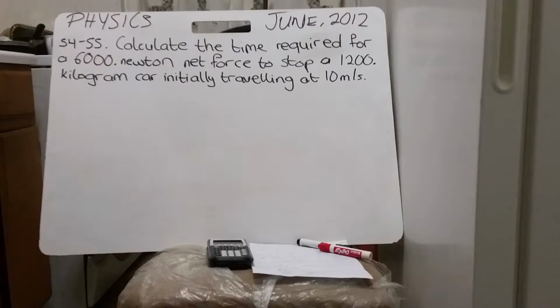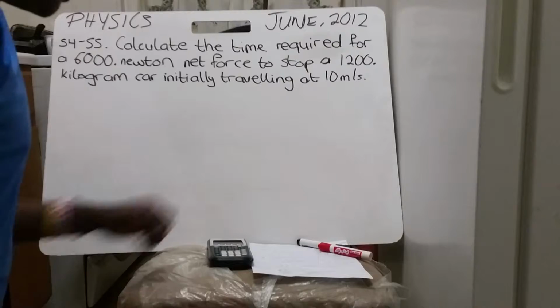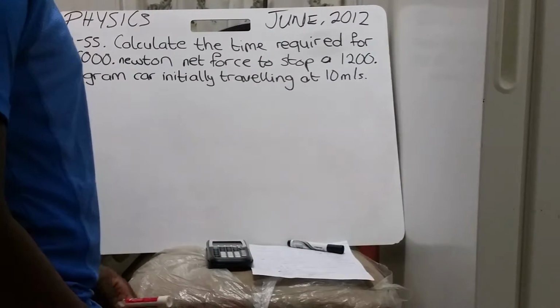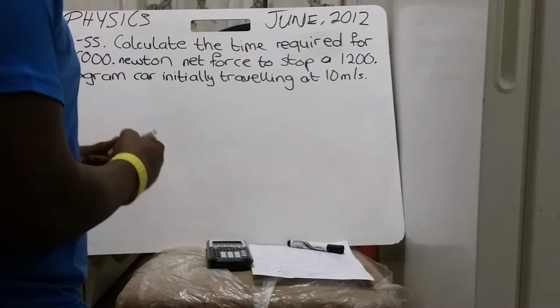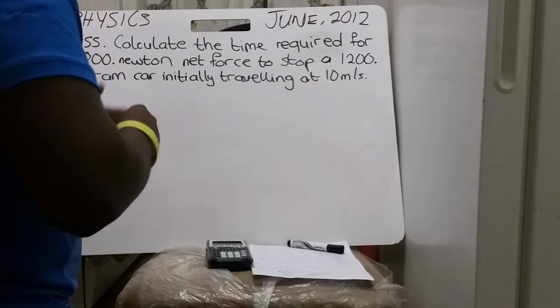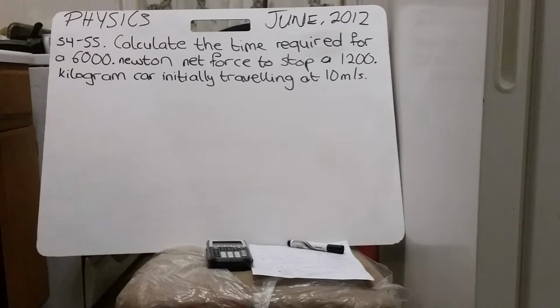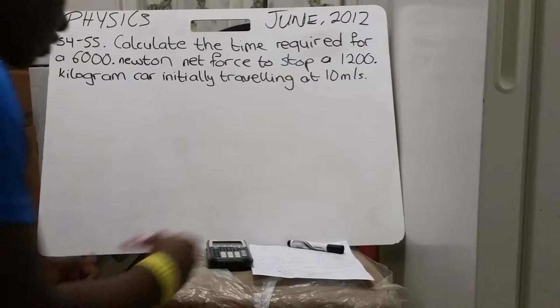So for today we're going to be solving a physics Regents question from the New York Regents. This question is taken from the Regents of June 2012. It is related to momentum, force, a lot of things combined together, and it's worth 2 points on the Regents, 2 good points on the Regents.